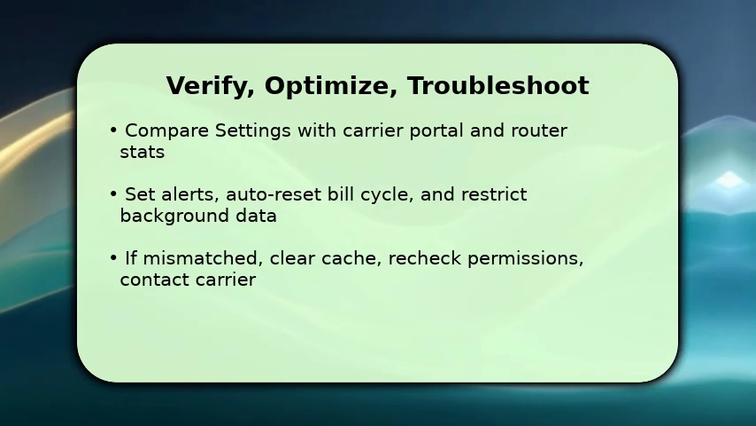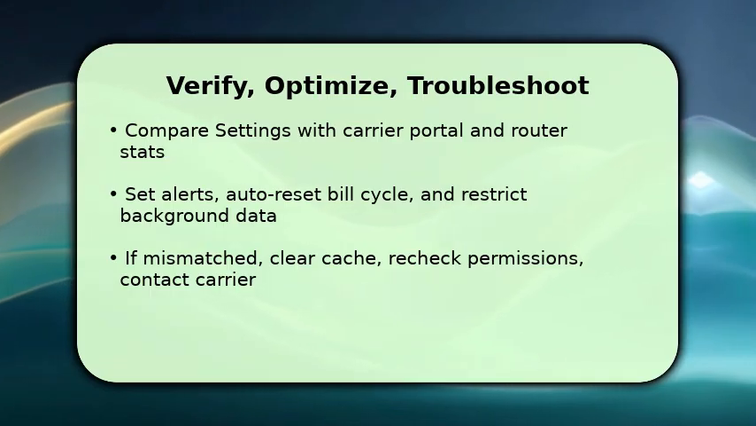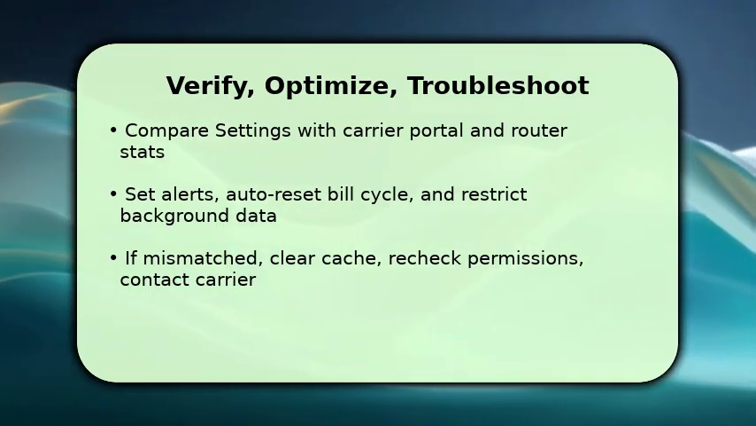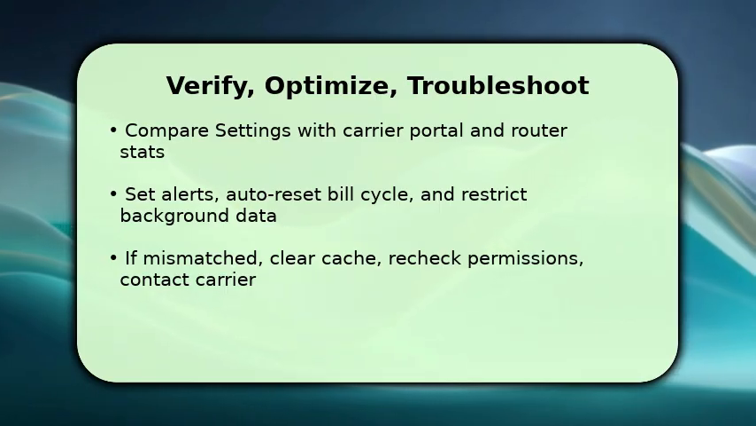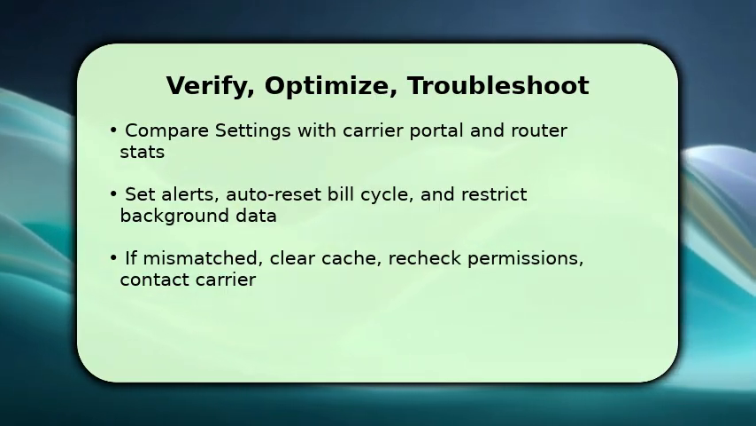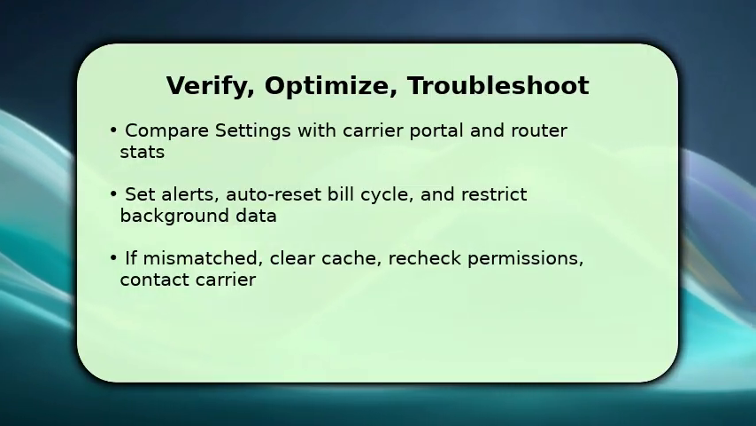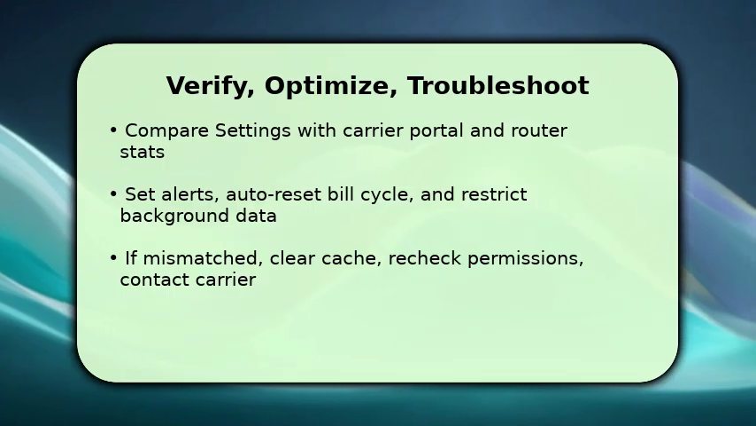Then optimize. Set data alerts, align the device reset with your bill cycle, and restrict background data for high-usage apps. If numbers still don't add up, clear the app cache, confirm permissions, and reboot the device. If that fails, contact your carrier with timestamps and screenshots.